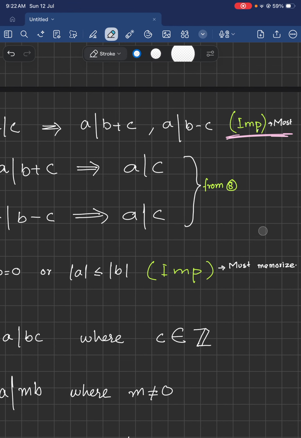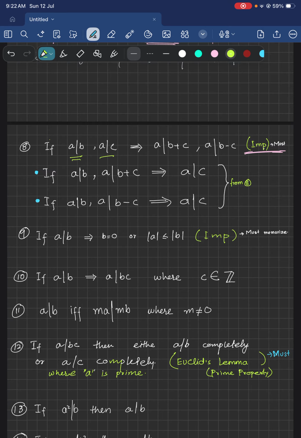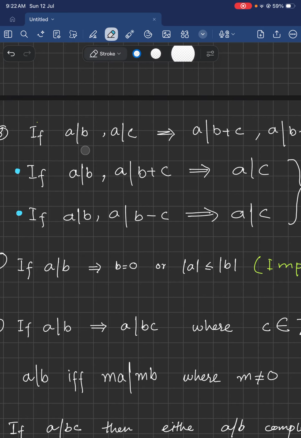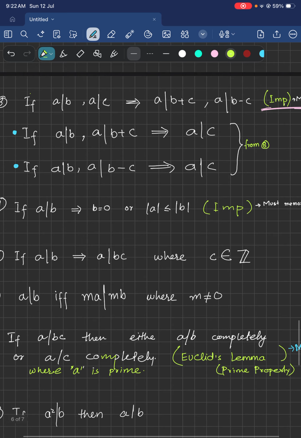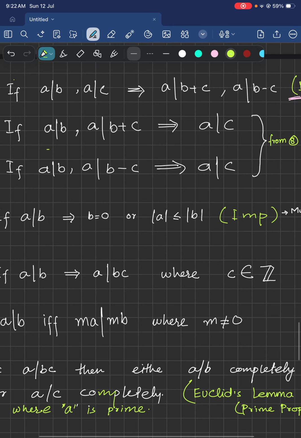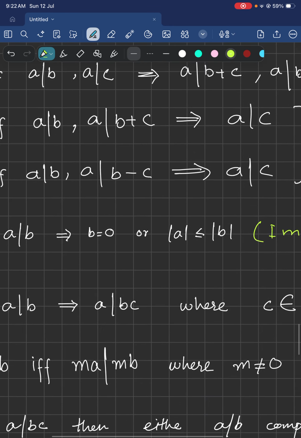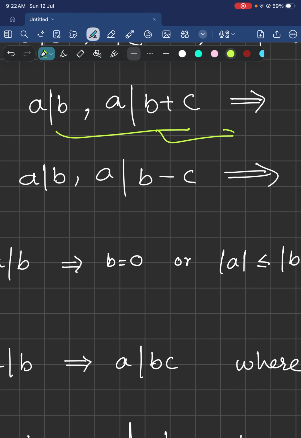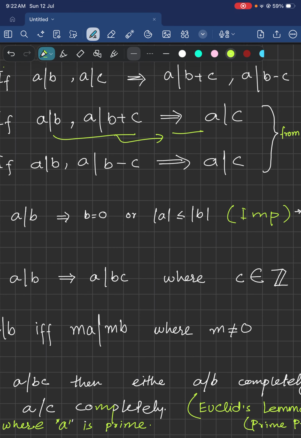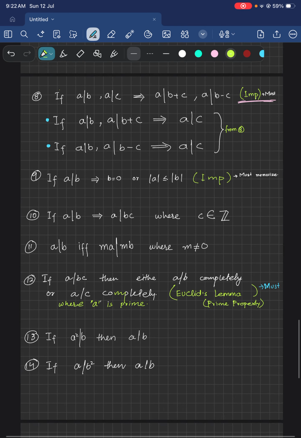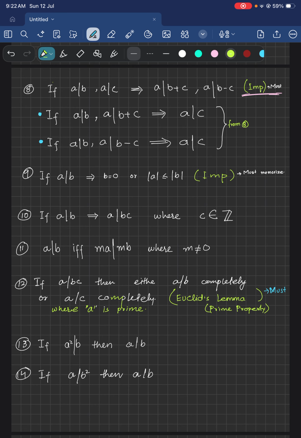If A divides B and A divides C, then A would divide their difference, and similarly it would divide their addition as well. And yeah, this is what I proved. This is what I told you. You can use this subtraction property to prove that A divides C, and again you can use the addition property to prove that A divides C. This is just a part of it which is not very important to memorize, but this property 8, you have to memorize completely. You must be fluent in this property.